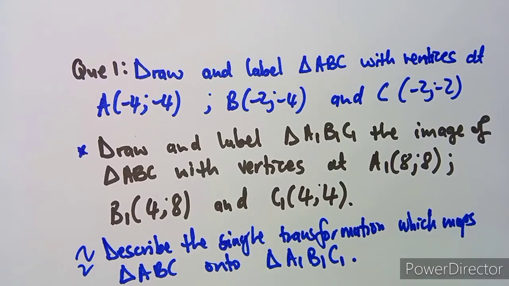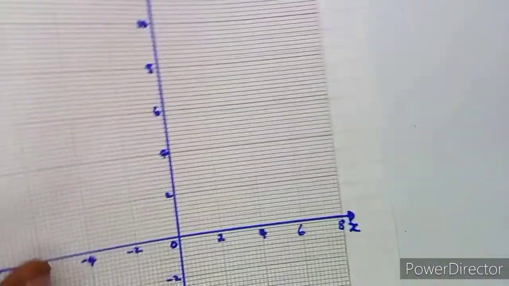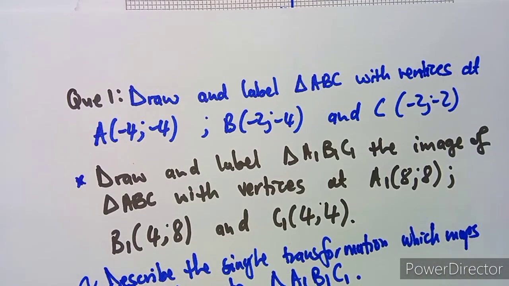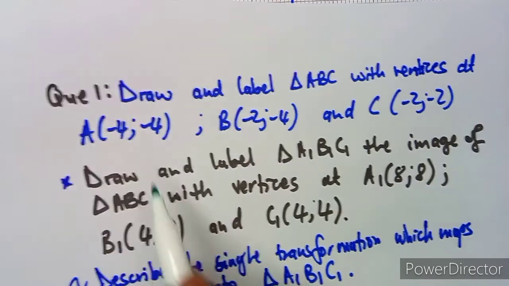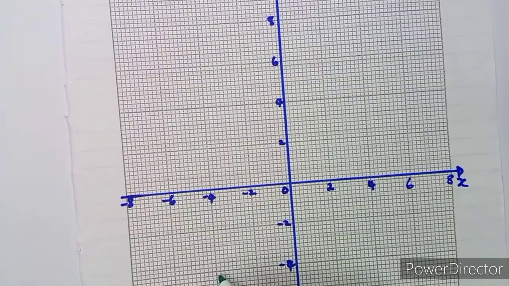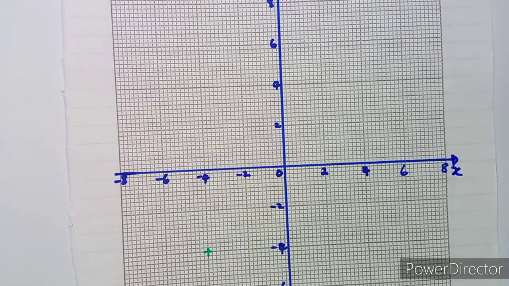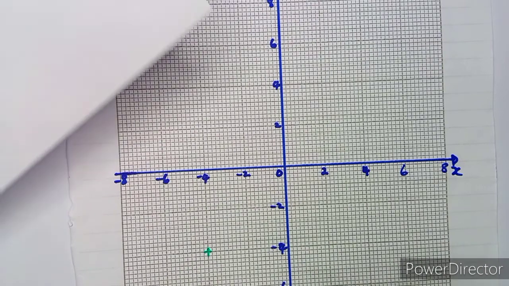Okay, so just quickly rush into our graph book, guys. This is my graph book. In fact, it's a graph paper, not a graph book. Anyways, whatever you have there, it's a graph paper. Now let me mark the points that we are given so that it can be easier for us to understand this concept. So I'm just going to mark the points. A is (-4, -4). That's our A, somewhere here. So make sure you mark your points properly: -4 in x, -4 in y. So that's my A.